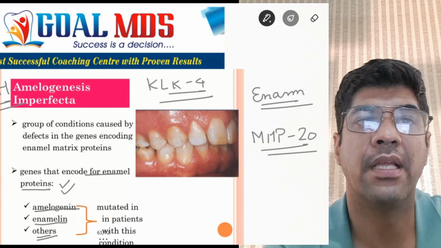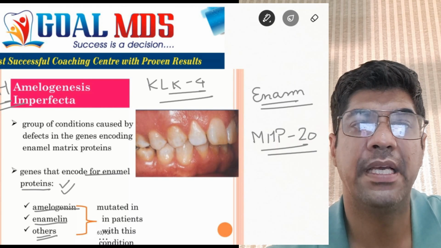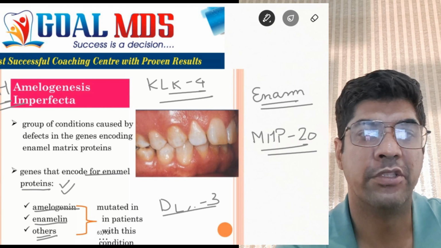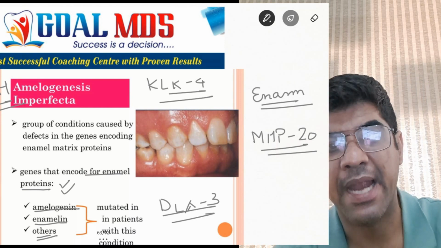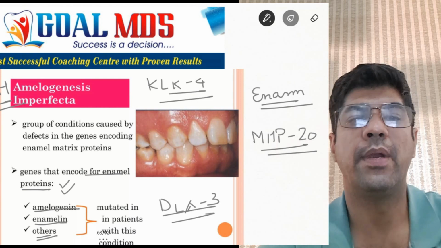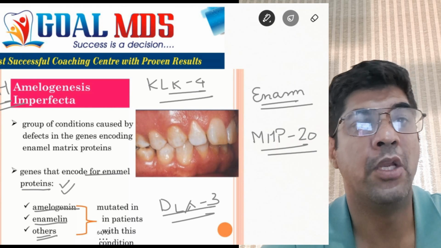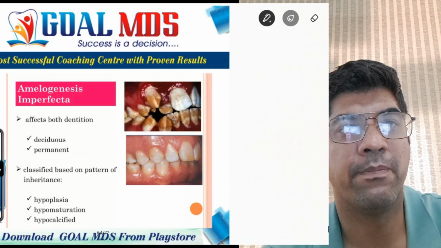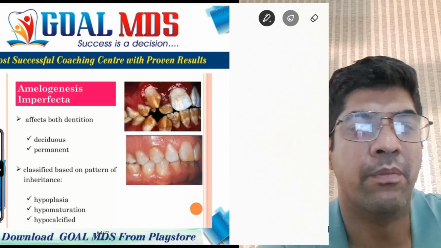Another gene is the DLX3 gene. This gene helps with teeth, brain, and face development. A mutation will cause specific enamel problems and sometimes taurodontism. Now let us discuss the three forms of amelogenesis imperfecta. The three forms are the hypoplastic form, the hypomaturity form, and the hypocalcified form.